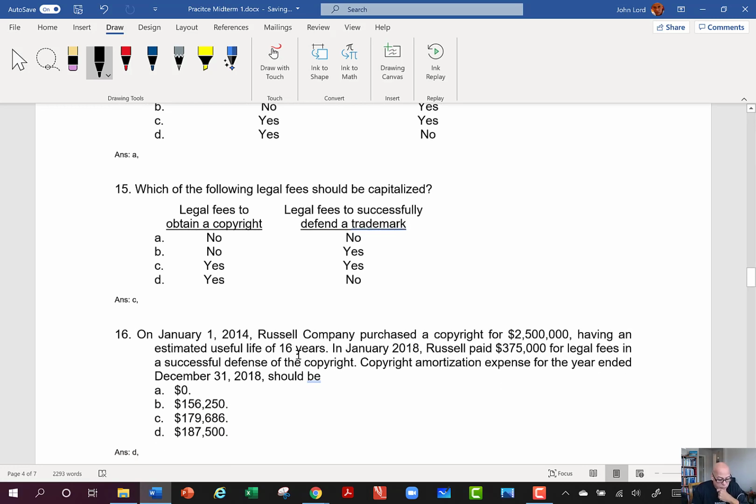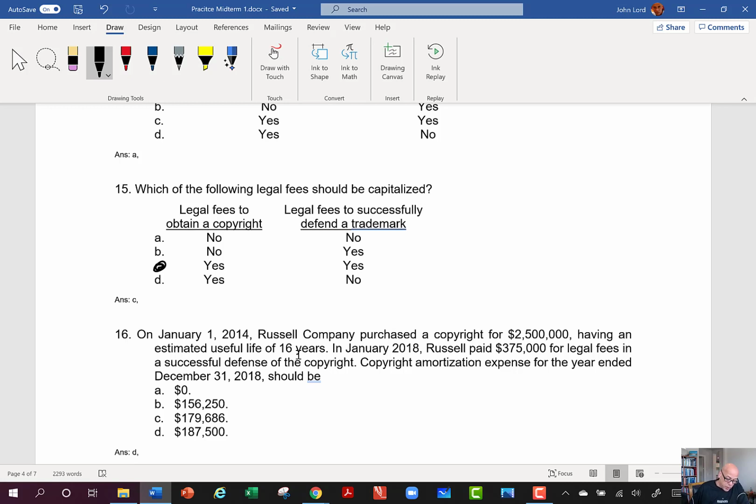Okay, good. Number 15, which of the following legal fees should be capitalized? Legal fee to obtain the copyright, legal fee to successfully defend. The rule with developing the technology that goes along with the copyright, expense all that. But when you get to the point now where all you're doing is registering the patent, you're having to defend the patent, you have something of value there, then you can go ahead and start capitalizing. So anything you spend to develop the patent, no. You start incurring legal fees to register it, that sort of thing, then they allow you to start capitalizing. So that's a yes, yes.